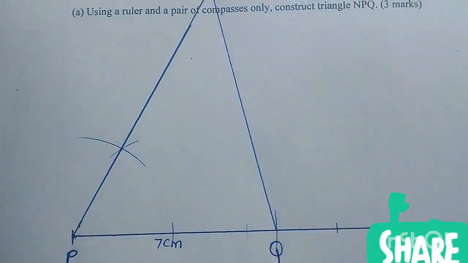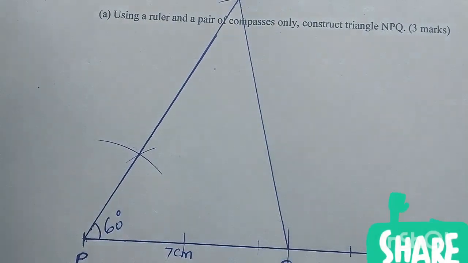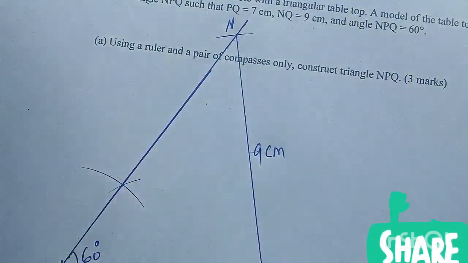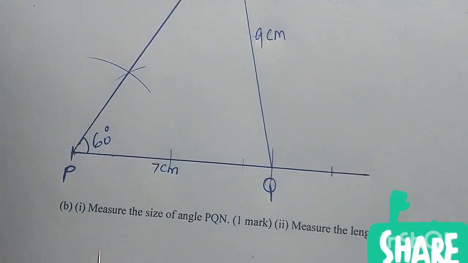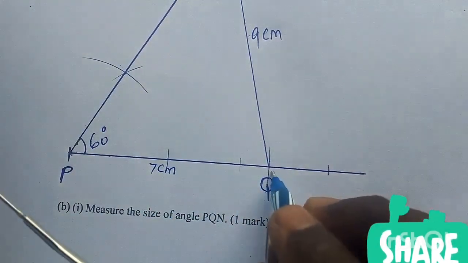That is our triangle. So this one is 60 degrees, 9 centimeters. Measure the size of angle PQN. PQN, this angle.